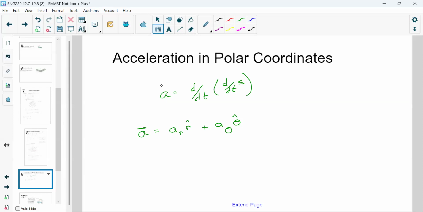Okay, there's a couple of ways that we can find these. I have it written 2 different ways in my notes, which makes me nervous. So you guys Google it, right? Acceleration and polar coordinates.